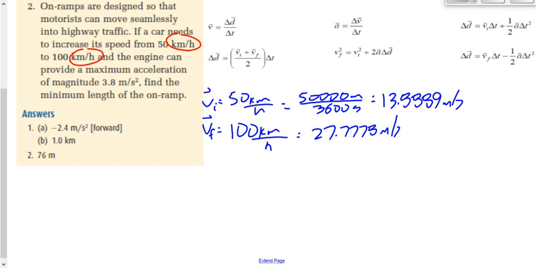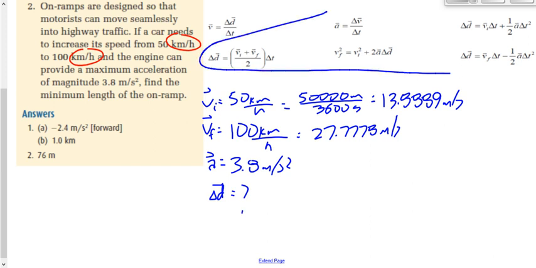What else we got here? The maximum acceleration is 3.8. We're speeding up, so we're going to make it positive 3.8 meters per second squared, and we want to find the displacement here. Which of those group B equations, we know this is group B, so which of these group B equations seems like it might fit the best here?